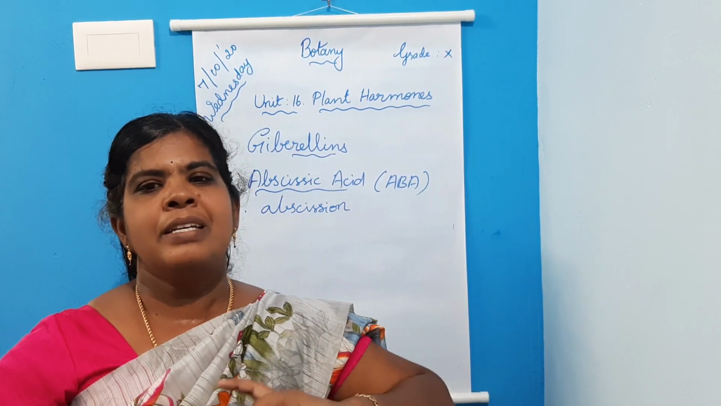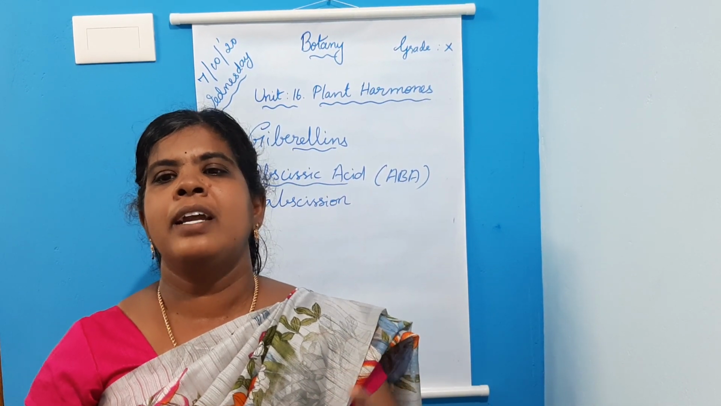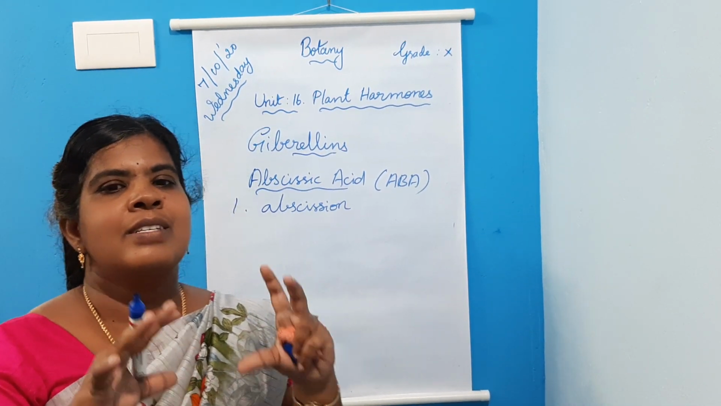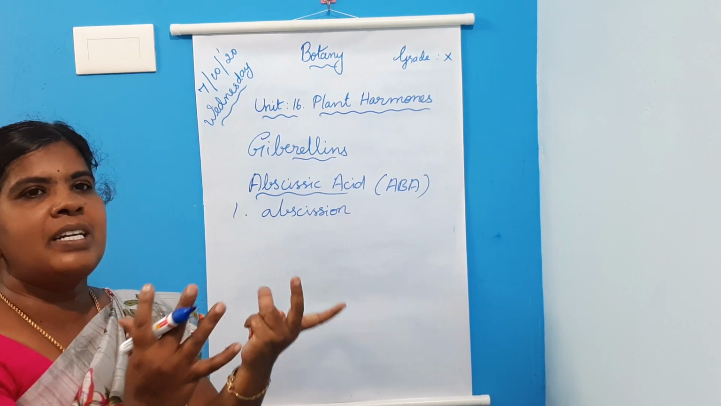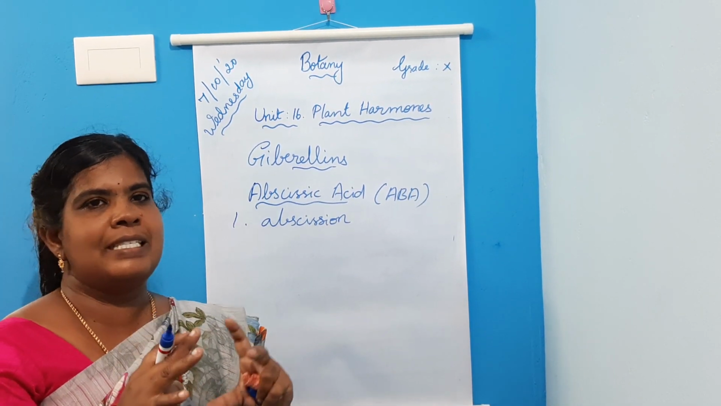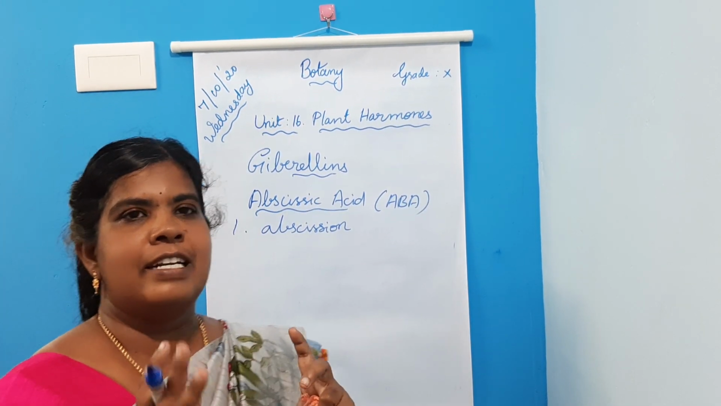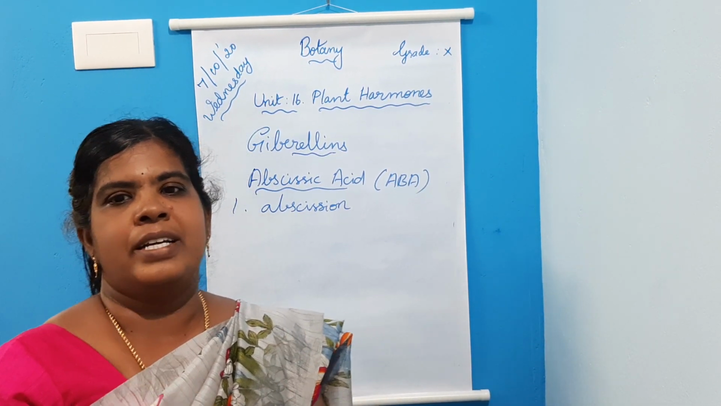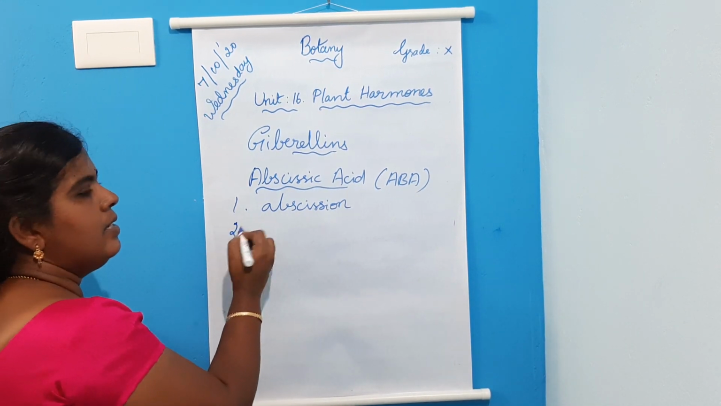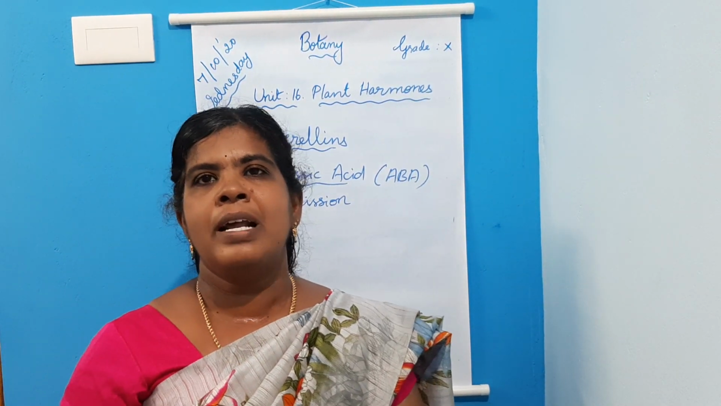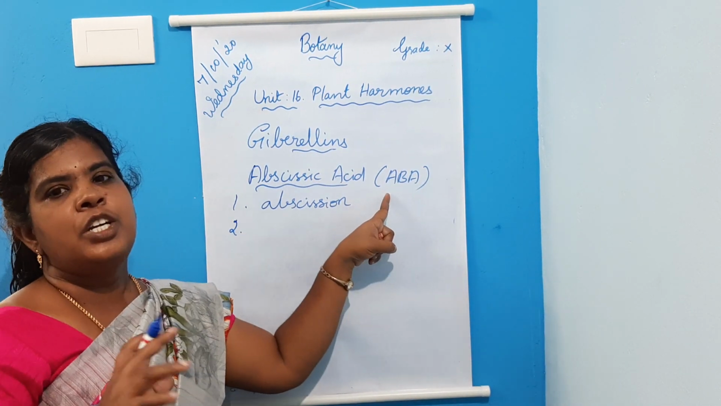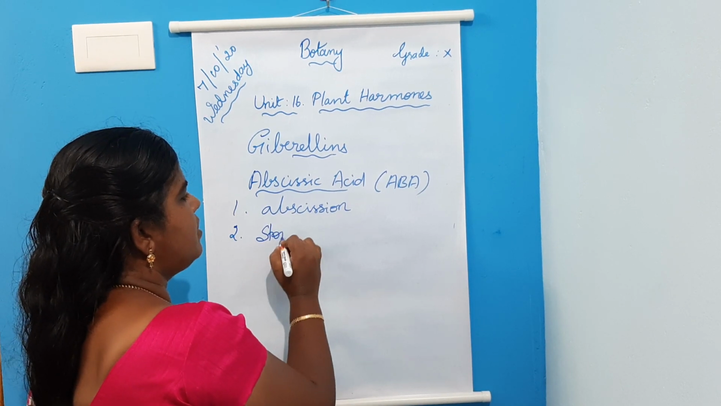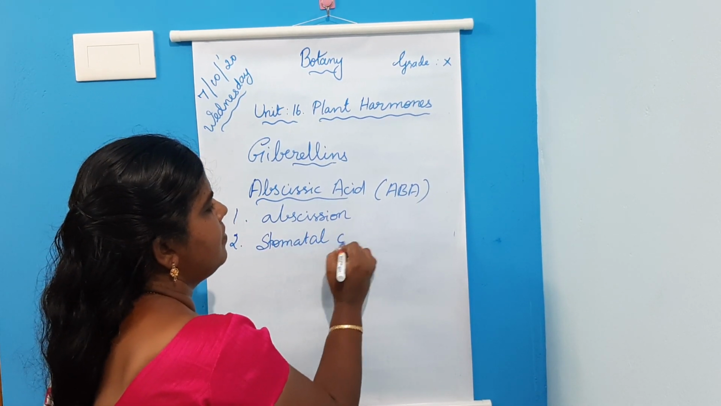Next is during stress condition. For example, during water stress and drought conditions, ABA causes stomata to close. Do you know what are stomata? Minute pores which are present on the lower surface of the leaf. It is responsible for transpiration, isn't it? What is transpiration? Loss of water. During water stress, this abscisic acid or ABA induces the stomata to close. So it is responsible for stomatal closure.